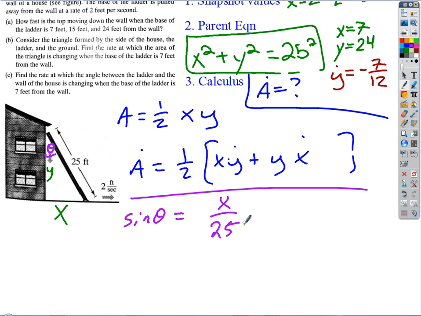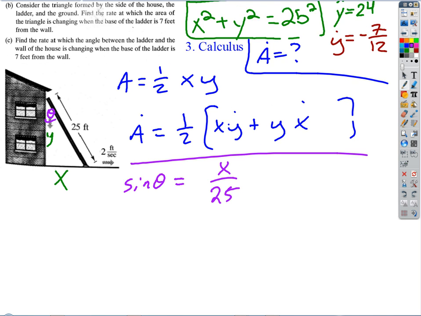We also get the variable on the top, which is another good thing. If we had used tangent, it would work, but tangent gives x over y, and I'd have to do a quotient rule. Wouldn't we rather not do that? So this ends up being probably not too bad.